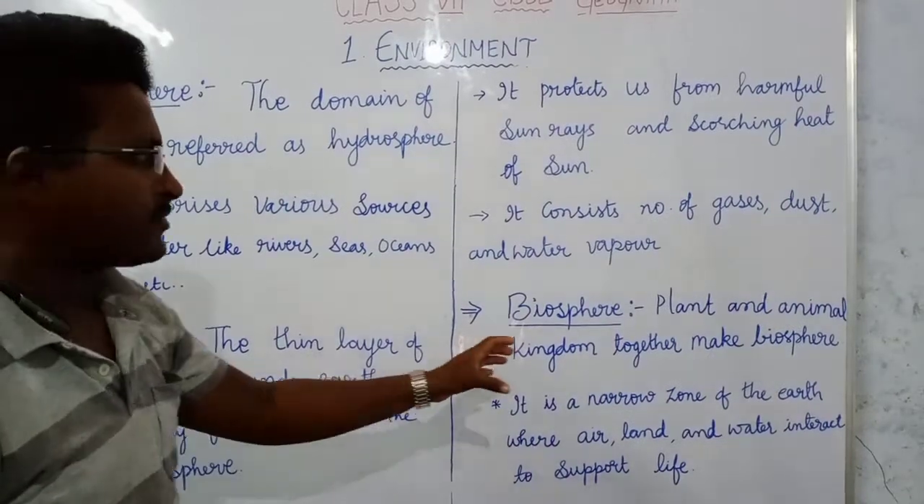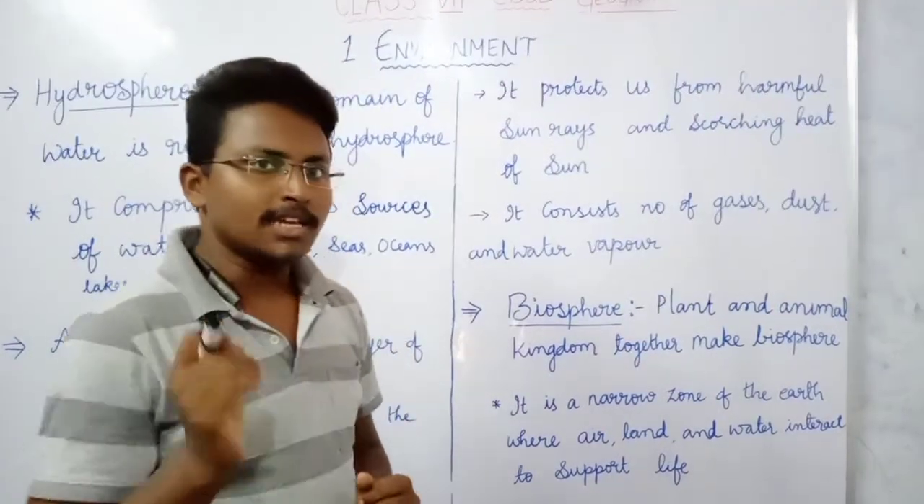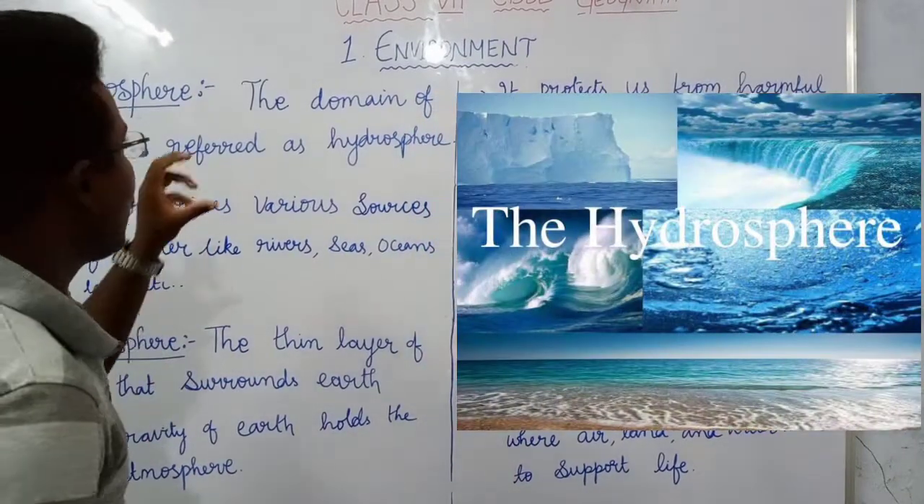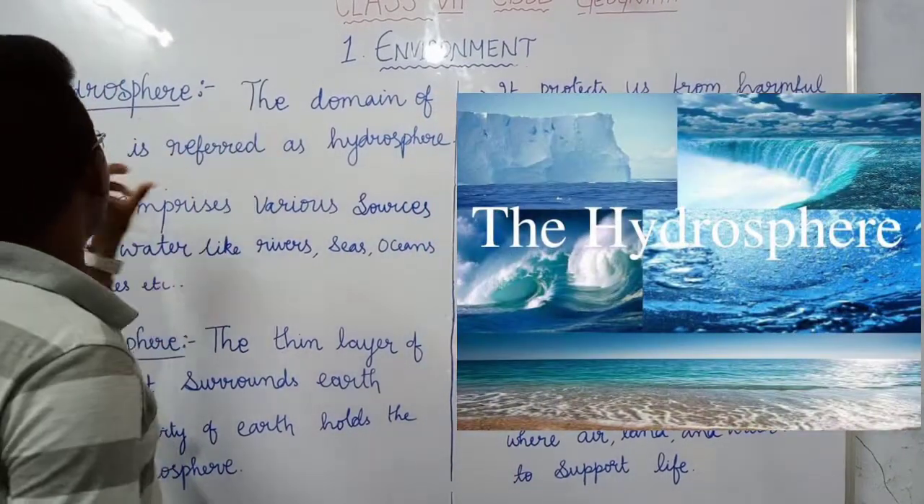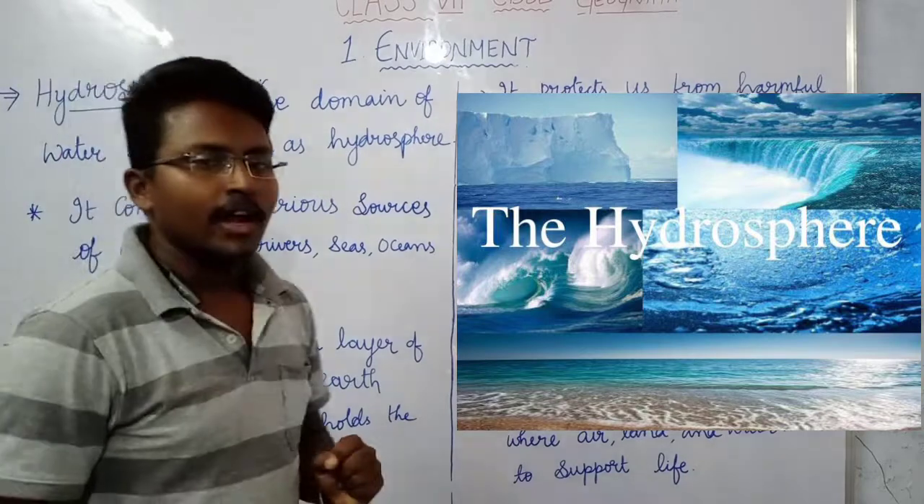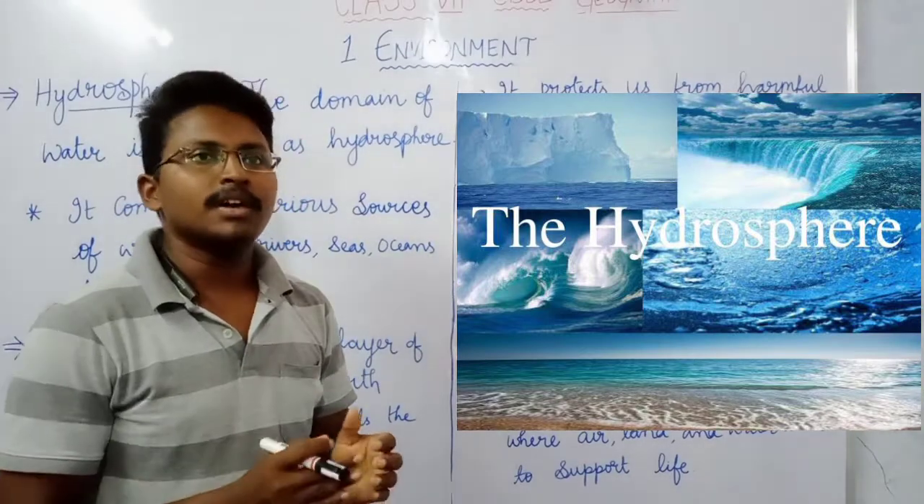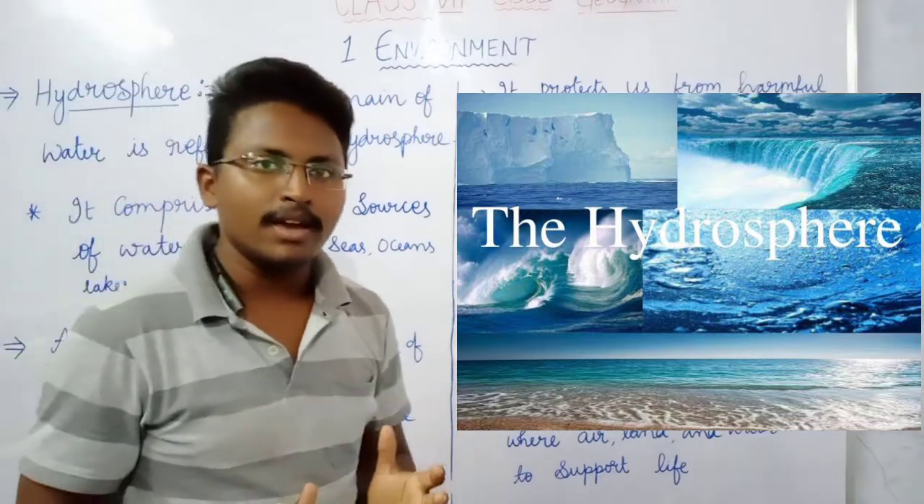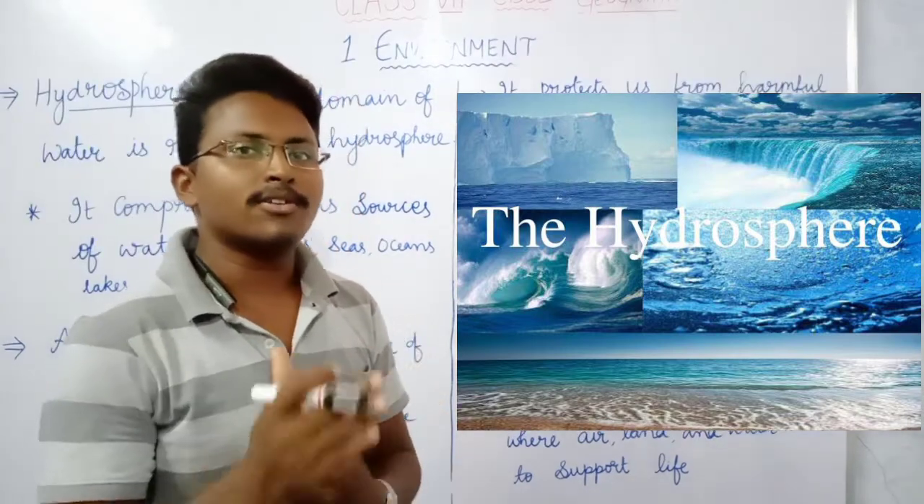Now we will talk about this hydrosphere. Just now we have seen about this lithosphere. The next one is hydrosphere. What is this hydrosphere? Hydrosphere means the domain of water is referred to as hydrosphere. That means wherever water is found, that particular zone, that particular area, we call it this hydrosphere.